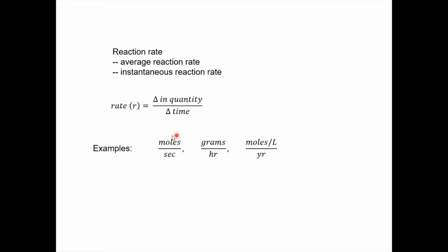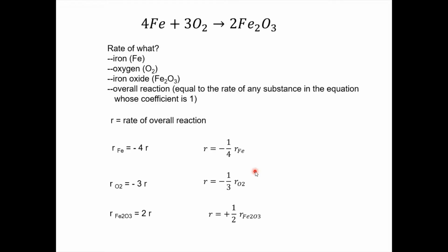So moles per second, quantity over time. Grams per hour, quantity over time. Here, this is mass, this is moles, but still, they're quantities, amounts of our substance that you can see reacted or didn't. And molarity, or moles per liter per year, quantity over time. Okay, so those are what you can look for whenever you're asked for a rate or you're given a rate. You can tell you have a rate if you've got units that give you a quantity divided by time.